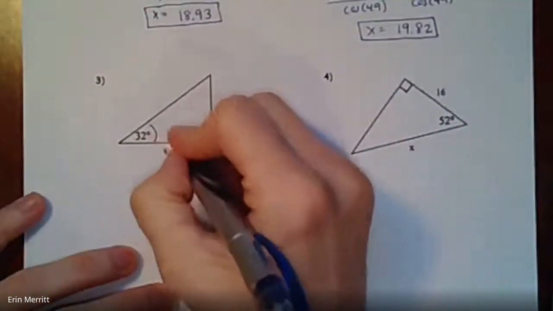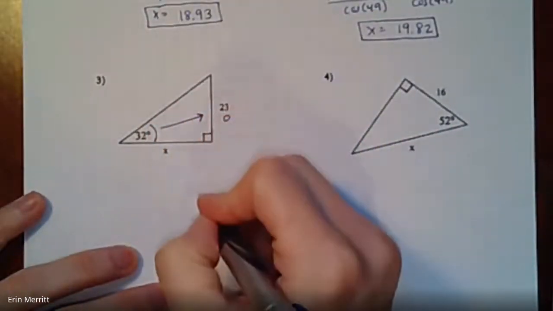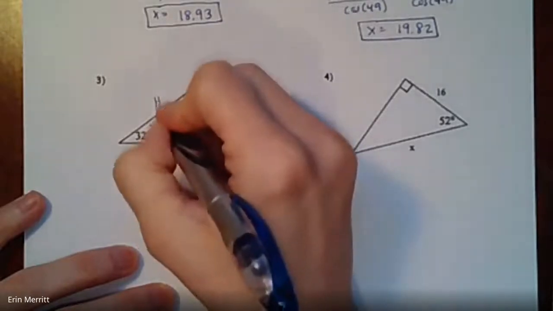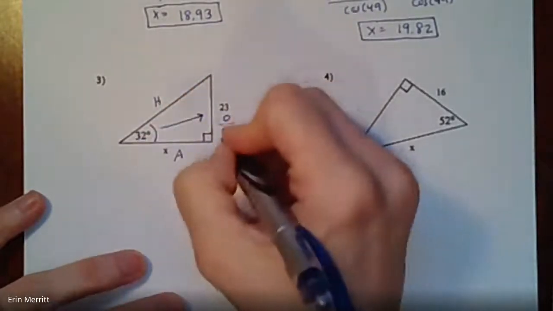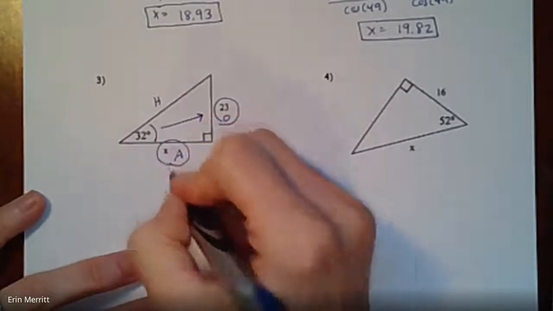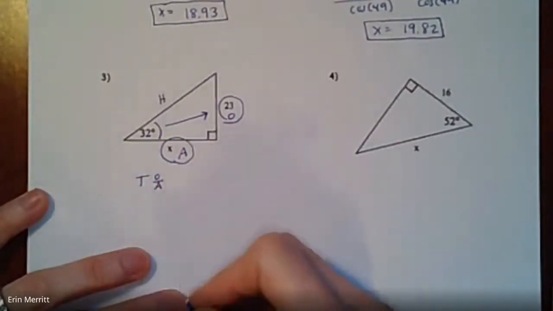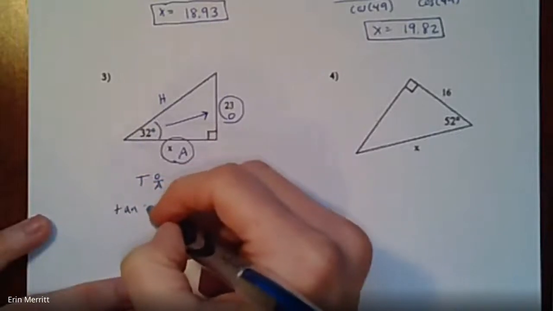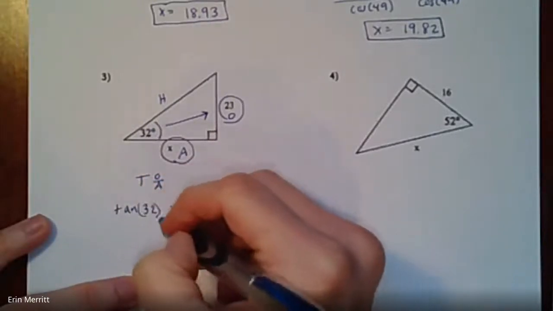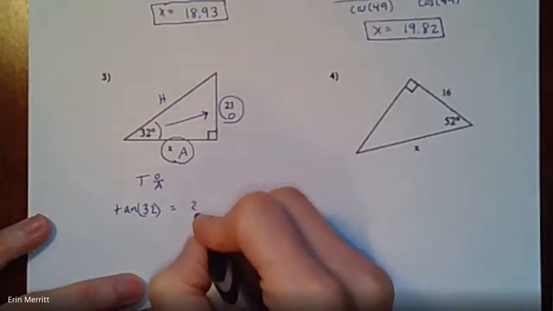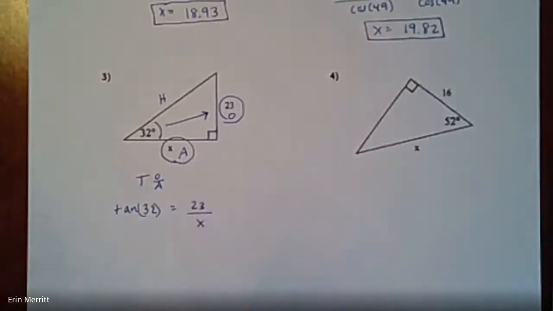All right. The next one, 32 degrees. Here's the opposite, hypotenuse, adjacent. So I only have the opposite and the adjacent this time. That's my TOA, or tangent. So it's tangent of 32 degrees equals the opposite 23 over the adjacent x.